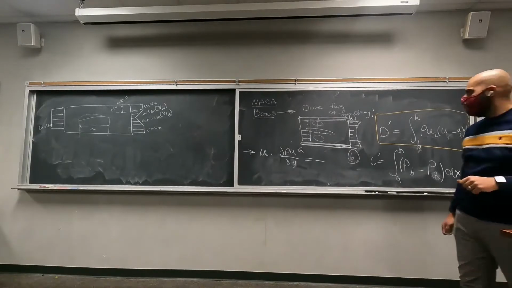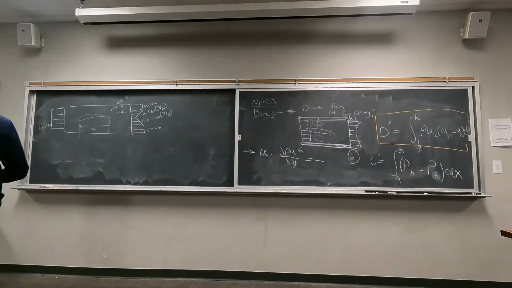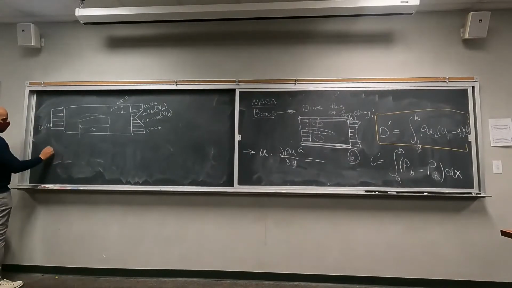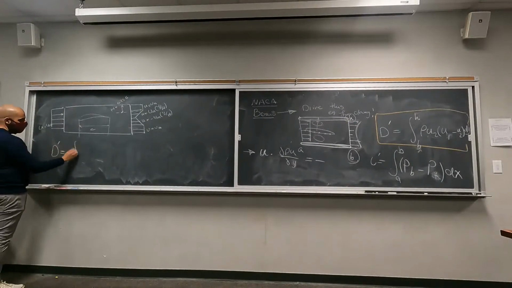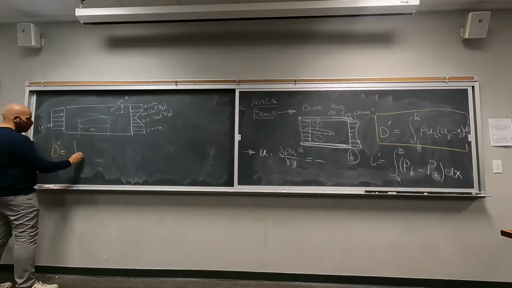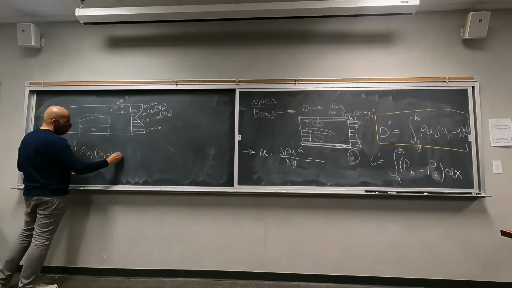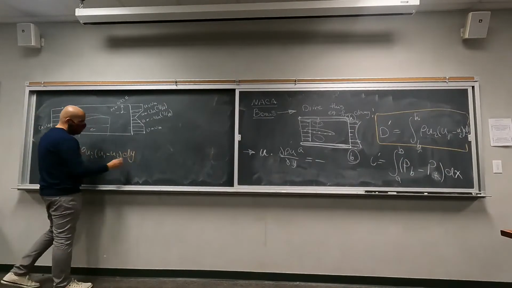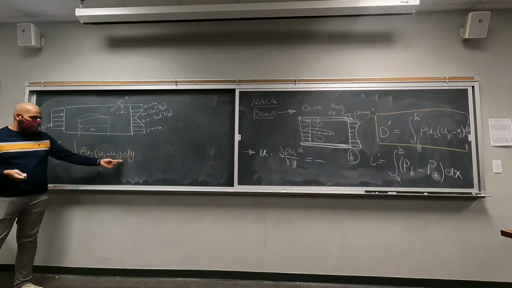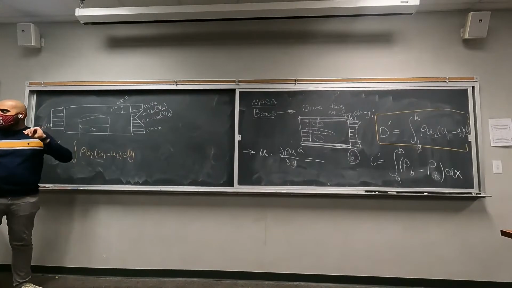Okay. Think about it. This is the equation we want to solve. Your drag is going to be the integral of rho u2 multiplied by u1 minus u2 dy. So changes of this d and changes of velocity in the y direction is going to be important.